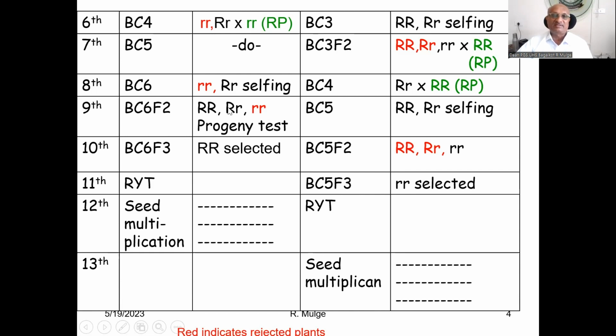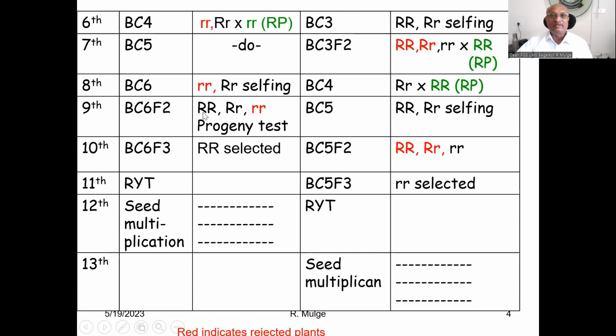You're culling this plant, and you are not sure which one is carrying the recessive allele. Both are showing the resistance, but you don't want to carry forward this because it is going to segregate. So now for identifying these two types of plants, you have to go for progeny test. That means individual plants are selfed and grown in separate progeny rows.